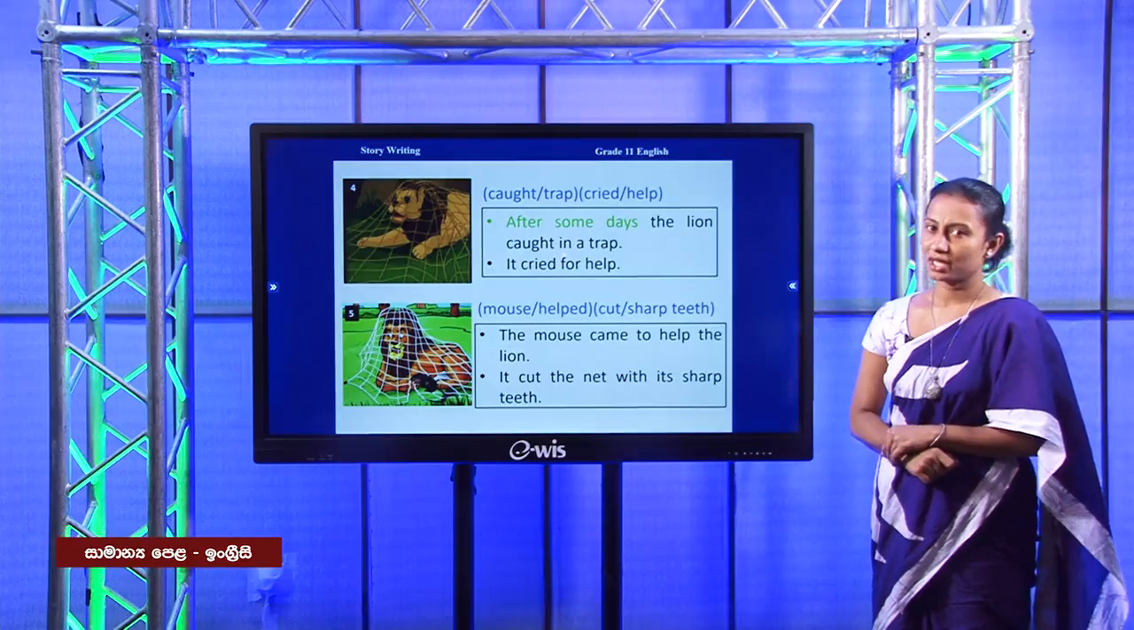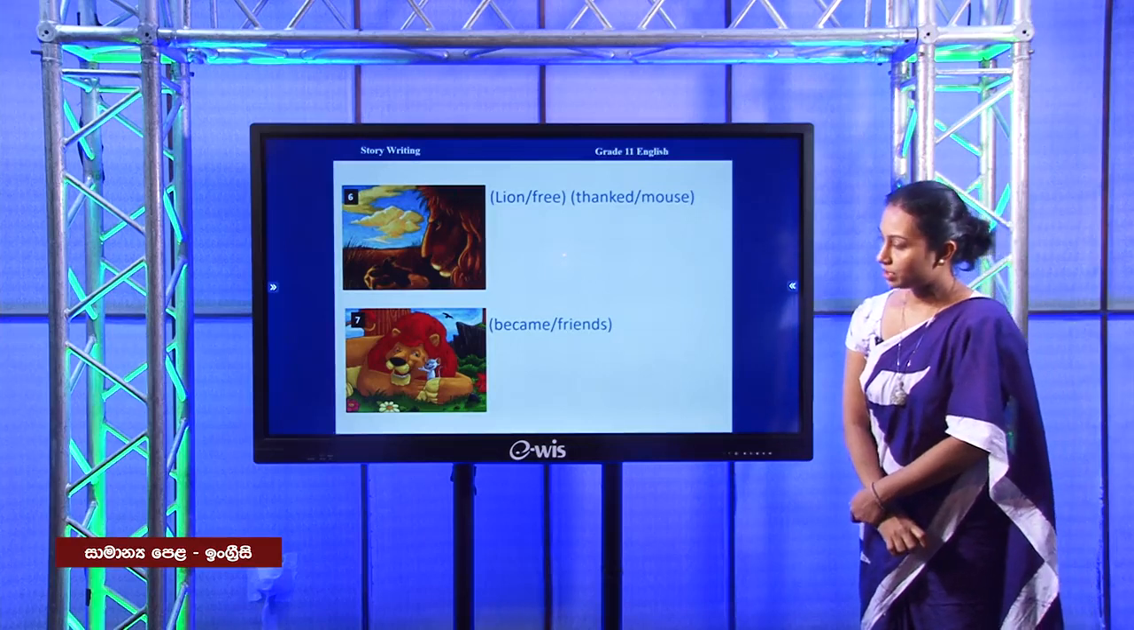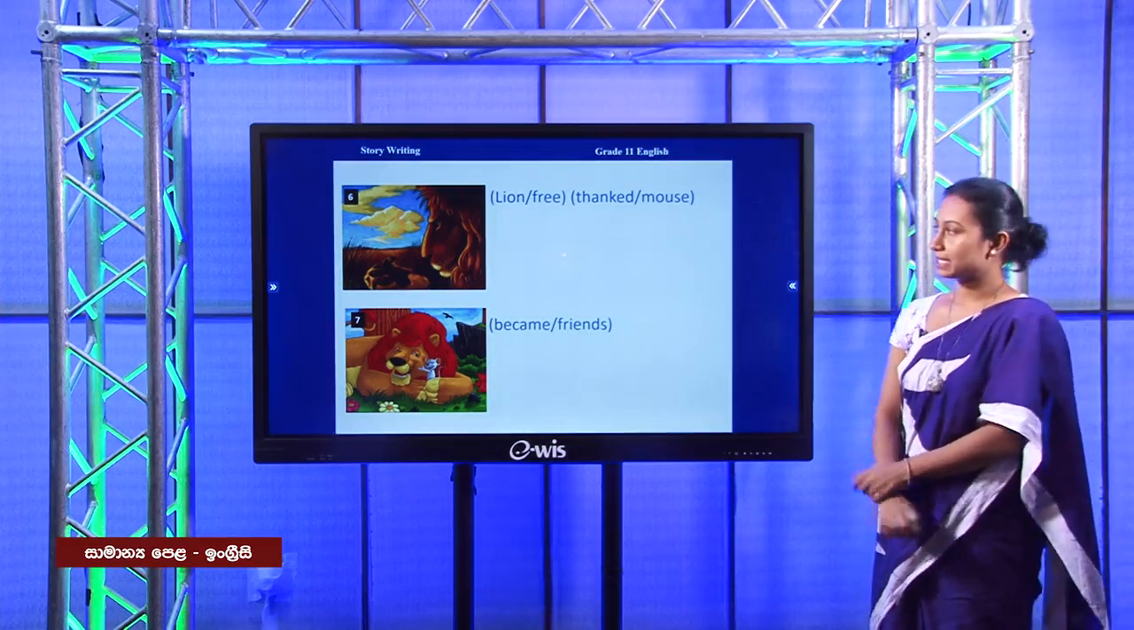Let's continue to write the story. So what can you see here? The lion is free, and in the last picture, they have become friends. Let's see the sentences.